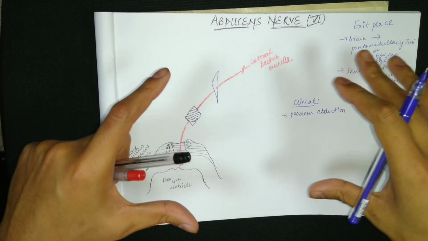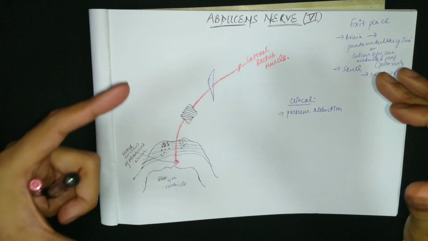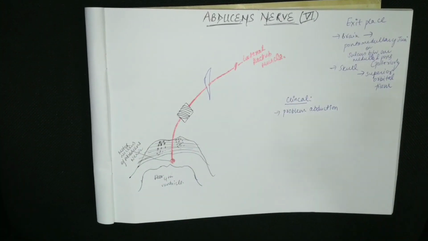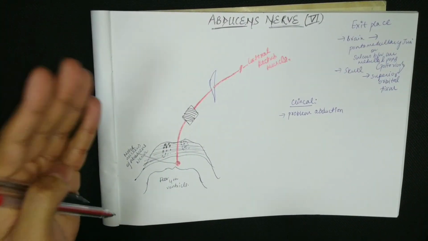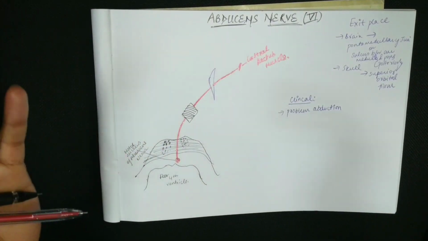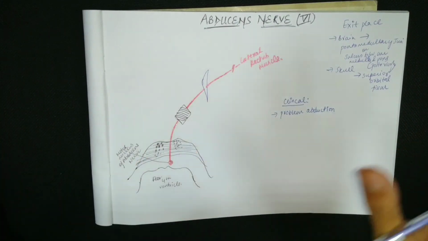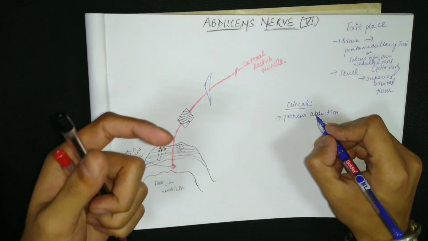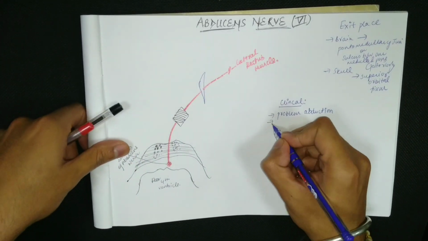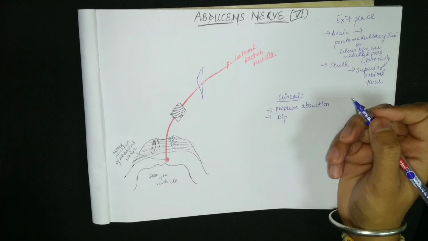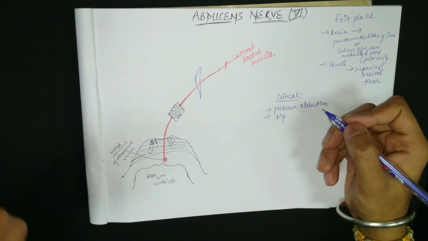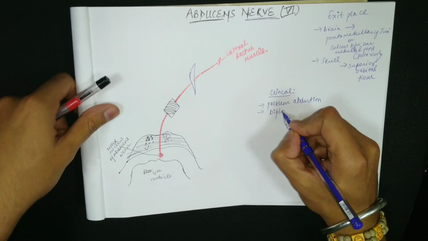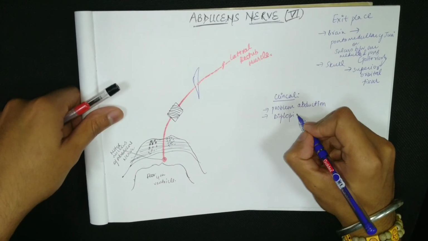If your abducens nerve is paralyzed or any injury has occurred in it, then in the resting position your eye will move towards the medial side, and you can't move it towards the lateral side. So if you are diagnosing a person and his eyes are going towards the medial side, then he has damage to his abducens nerve. In some cases you can see diplopia, as you can also see with the trochlear and oculomotor nerves. So here diplopia can also occur, that is double vision.